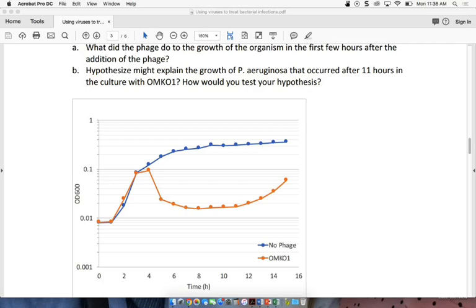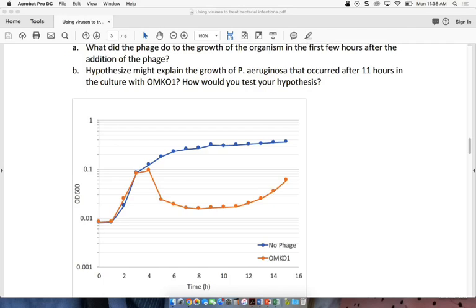So this is some sample data here, of the exact conditions that we were just talking about. So we've got an hour-long lag, couple of hours of log, add phage at 3 hours, and then we start to see divergence at that point. So the blue represents no phage, the orange represents when the OMK01 phage has been added. We see a little bit more of an increase, and then this plummet, and it stays low for a while, and then all of a sudden it starts to increase again.